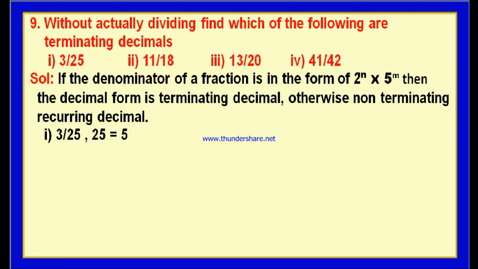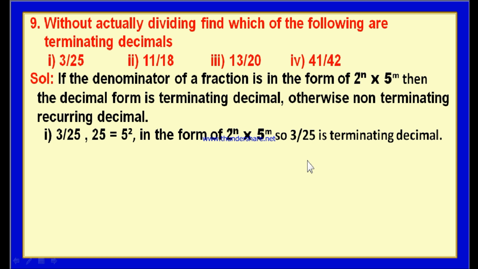Now look here, look at the first bit, 3 by 25. You can write 25 as 5 square. If you divide 25 into prime factors, you will get 5 into 5. You can find only 5 as prime factors. There are no other factors. And there is no 3, there is no 7, there is no 11, there is no 13. So the given denominator is in the form of 2 power n into 5 power m. So 3 by 25 is a terminating decimal.